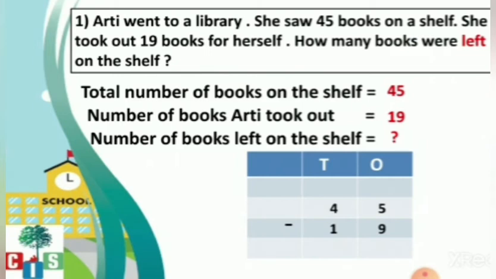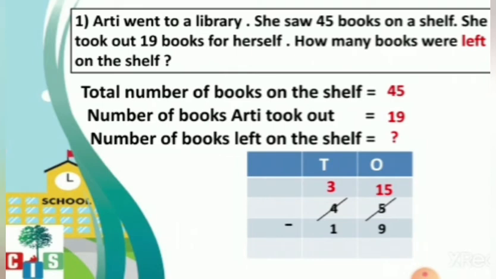5 minus 9. 5 minus 9 cannot be done. So we will borrow it from tens column. So we will borrow. We'll cut 4 and we will write 3. Already in ones column, the number is 5. And now we have borrowed 1 tens also. So now the number in ones column will be 15. 15 minus 9 can be done.